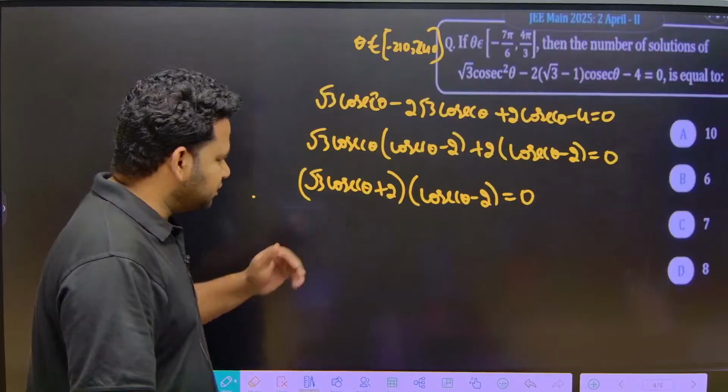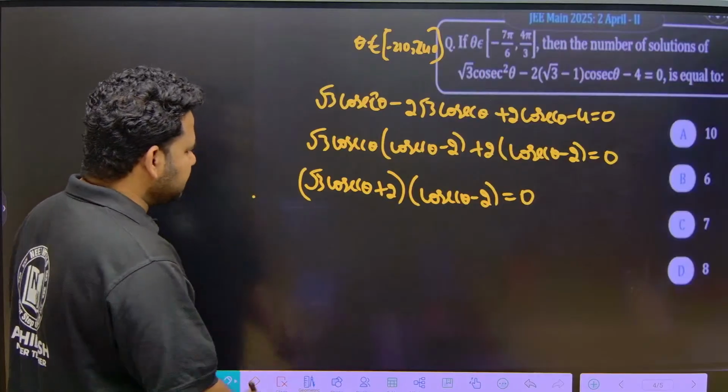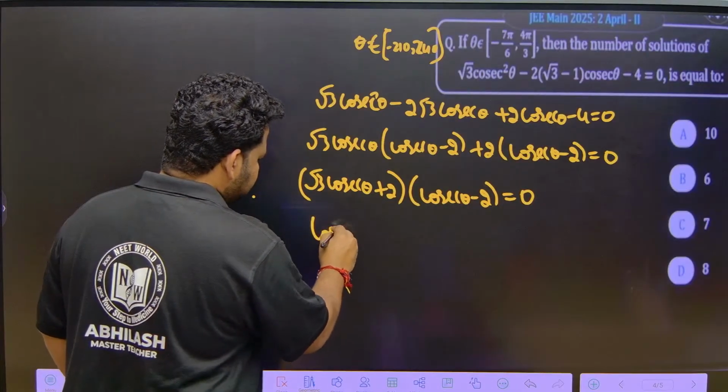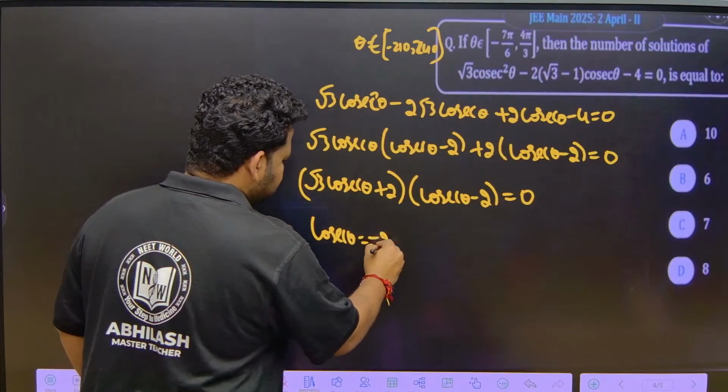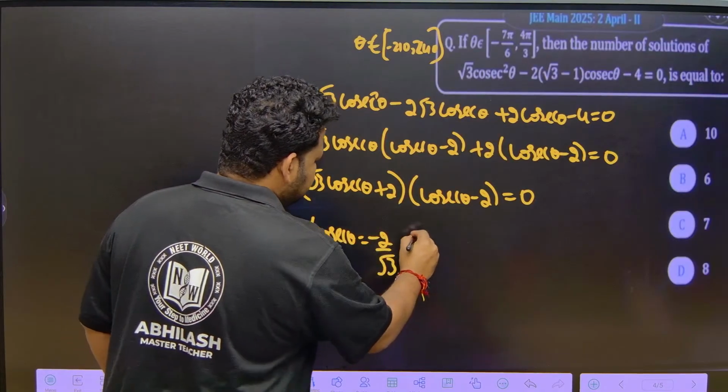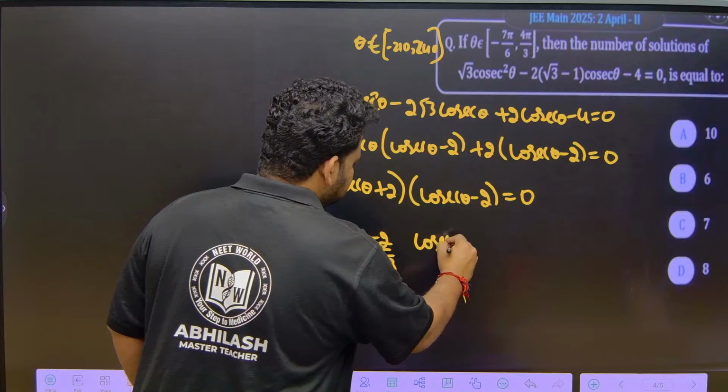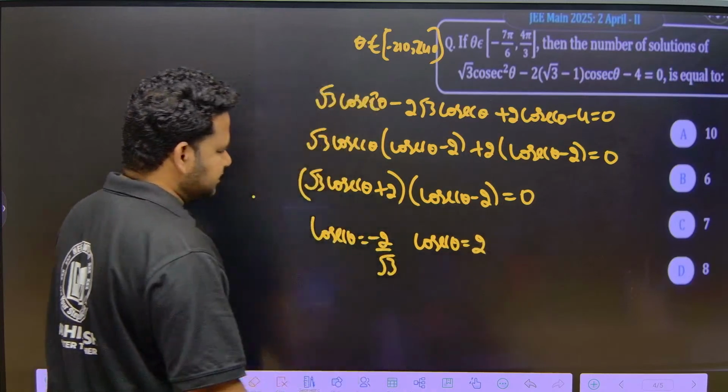Correct na? This is what we will get. Now I want cosec theta. Cosec theta is equal to what? Cosec theta is equal to minus 2 by root 3 and cosec theta is equal to 2. Okay, cosec theta is equal to 2.